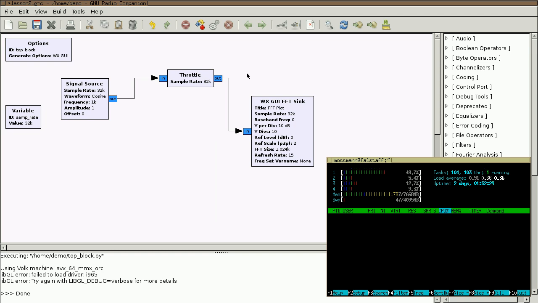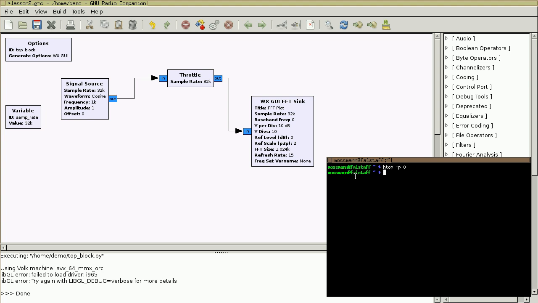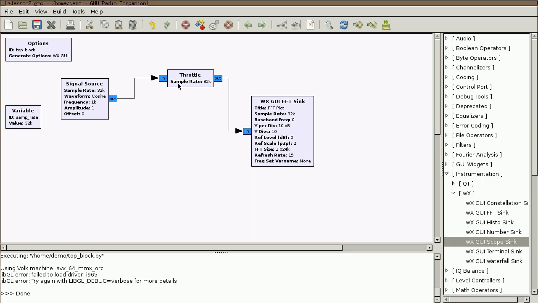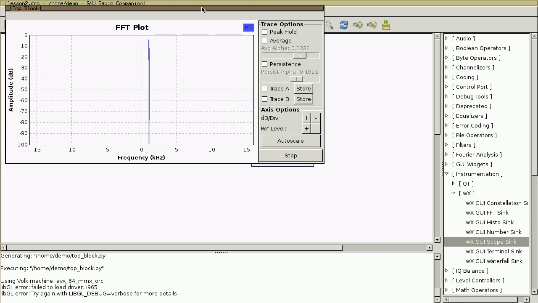Now, question 3. Does the FFT sink correctly indicate the frequency produced by the source? I'm going to close my HTOP window here, and I've reset the flow graph to its default configuration with a sample rate of 32,000 samples per second and a throttle block in place. I run the flow graph, and it shows me a single spike.